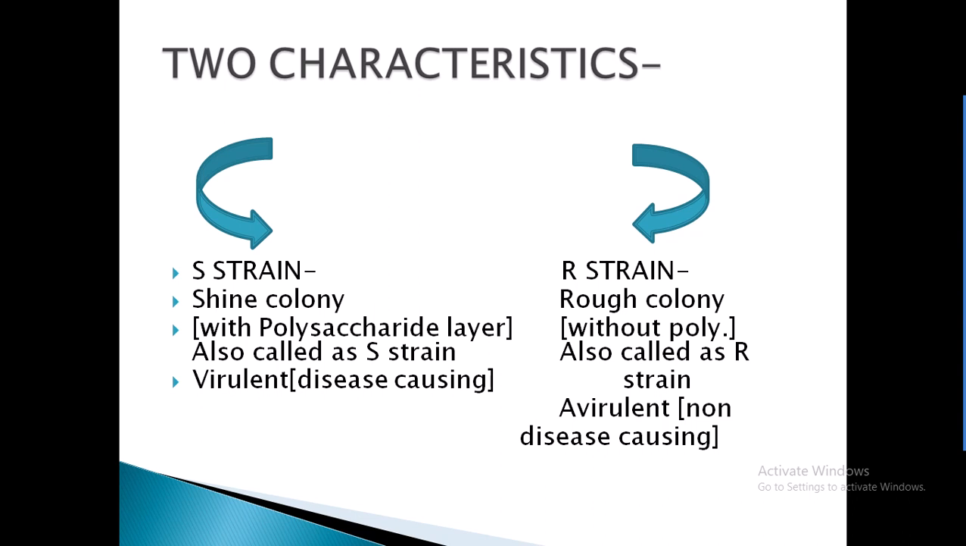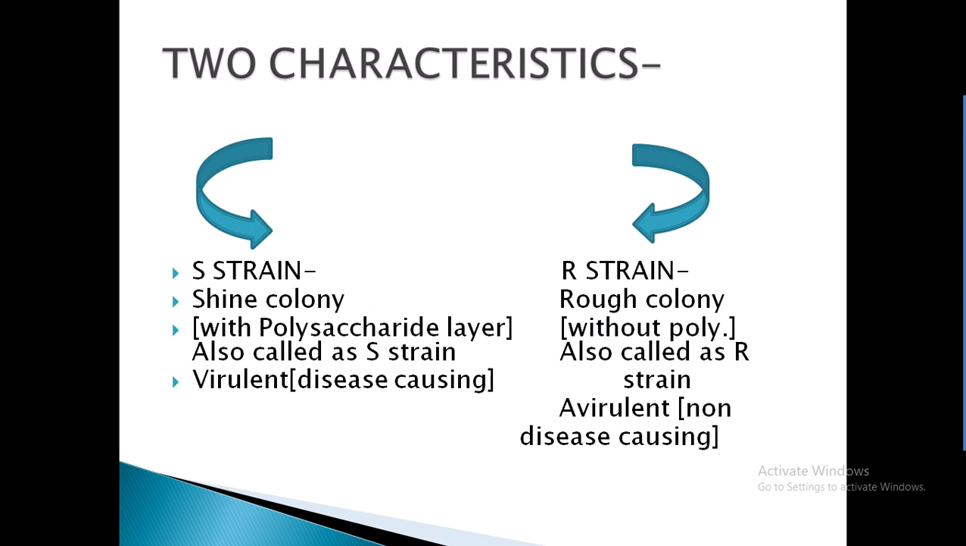S bacteria form colonies that were rounded and smooth. The smooth appearance was due to the polysaccharide, or sugar-based coat, produced by the bacteria. This coat protected the S bacteria from the mouse immune system, making them virulent, that is, capable of causing disease. This is all about the S strain.